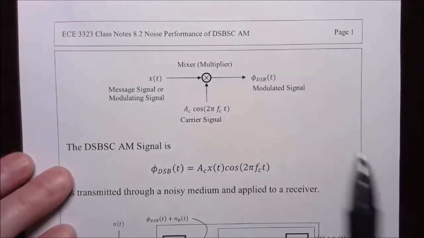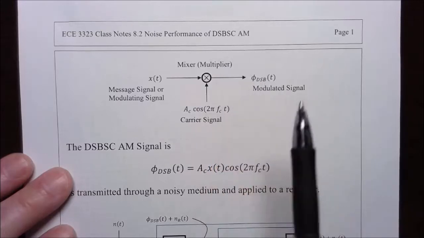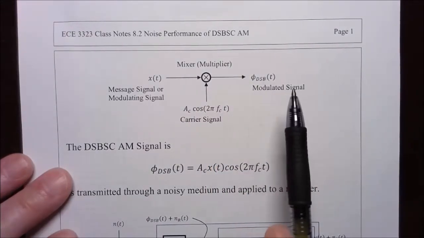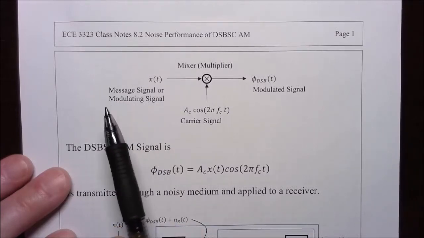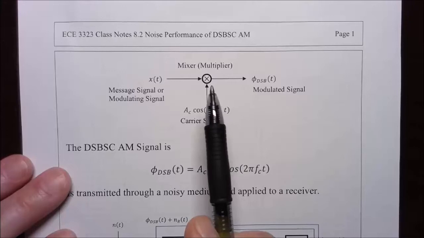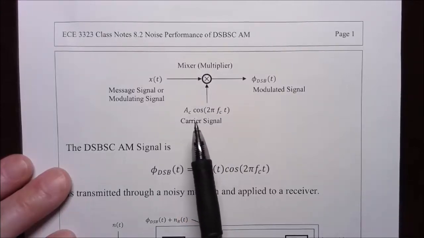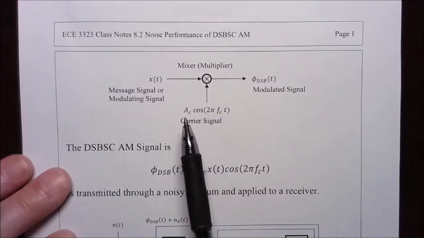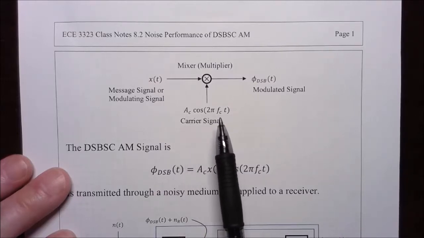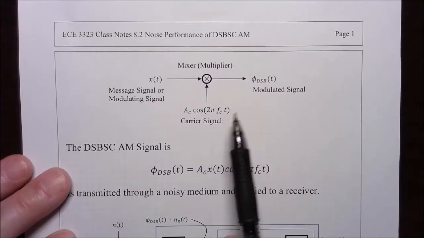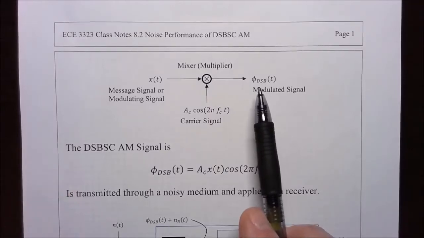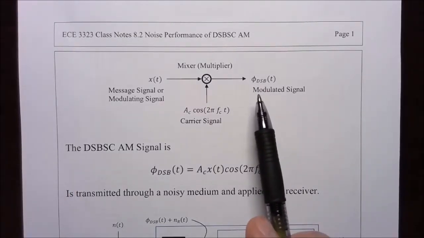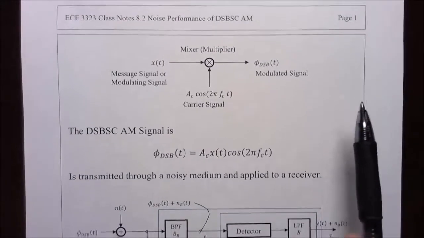Okay, let's consider the noise performance of a double sideband suppressed carrier AM modulation system. For the modulation system, we start with a message signal, or the modulating signal x of t, into a mixer, which is simply a multiplier, where it's mixed with a carrier signal, a cosine with a particular amplitude A_c and a particular carrier frequency f_c, and the product is the modulated double sideband AM signal.